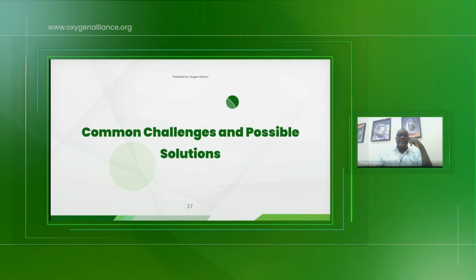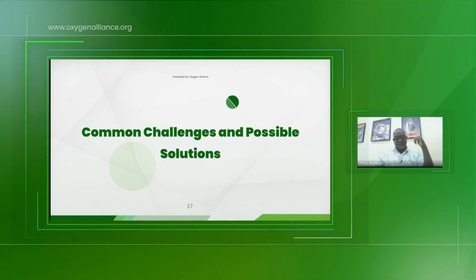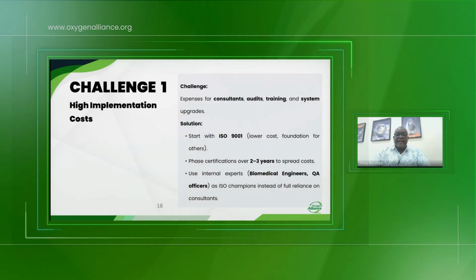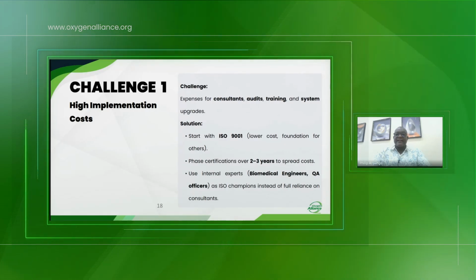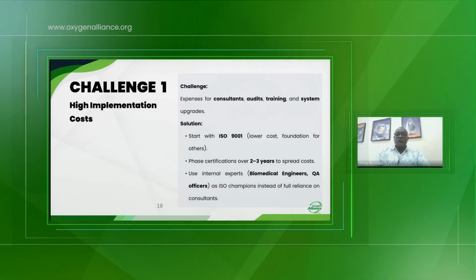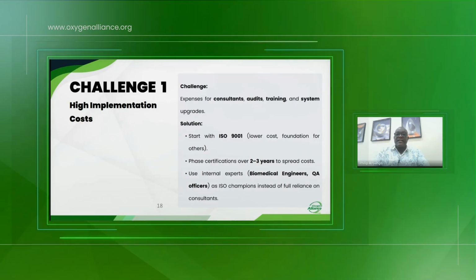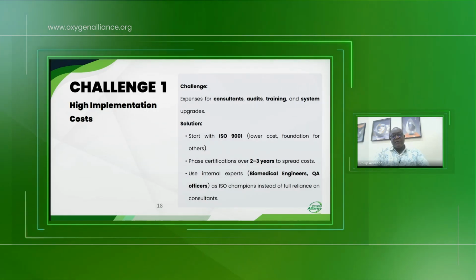What are the common challenges and possible solutions when we are implementing the ISO? Number one, they are expensive. The cost of implementation is very high. You need to hire consultants, you need to do audits, you need to do training, and you need to do system upgrades. So how do you go about this?